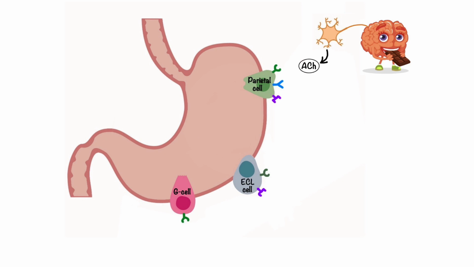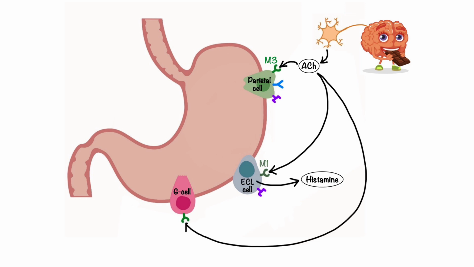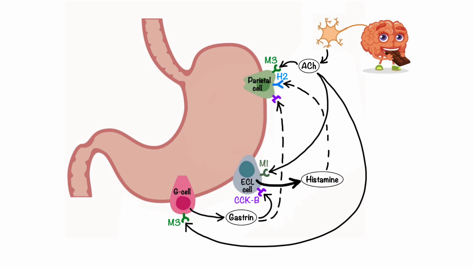Acetylcholine exerts its effects in the stomach directly through activation of muscarinic M3 receptors on parietal cells, as well as indirectly through activation of M1 receptors on enterochromaffin-like cells to initiate histamine release and M3 receptors on G cells to initiate gastrin release. Subsequently, parietal cells are stimulated by histamine via H2 receptors, and by gastrin, which acts on ECL cells' cholecystokinin B receptors to enhance the histamine release, in addition to directly stimulating parietal cells, which also express cholecystokinin B receptors.